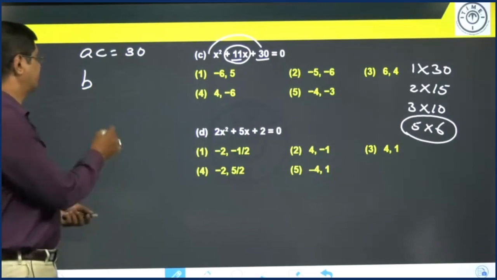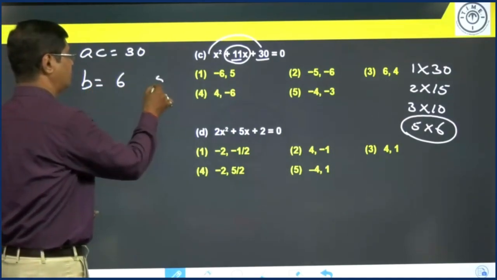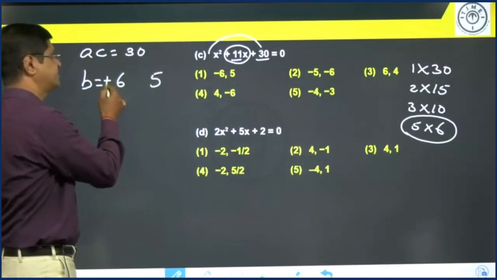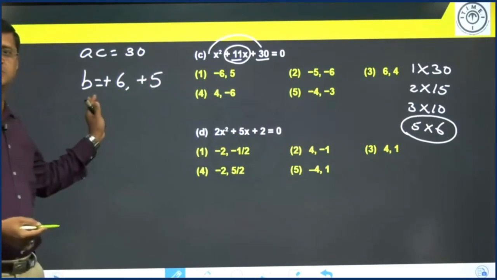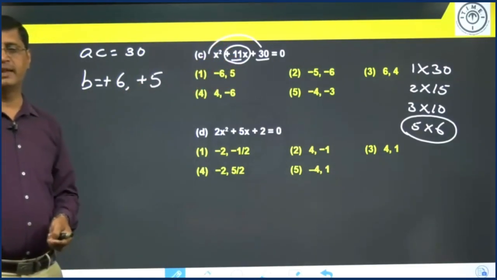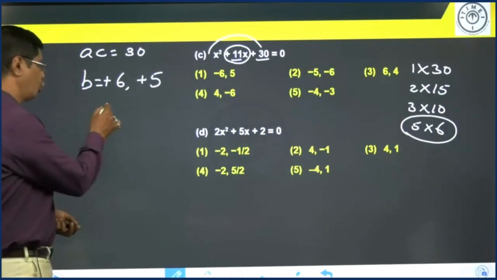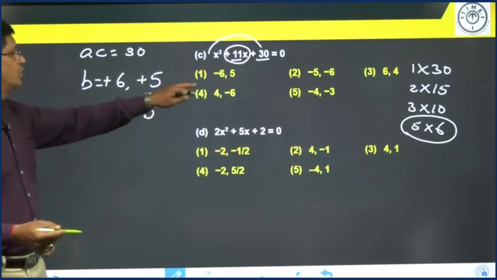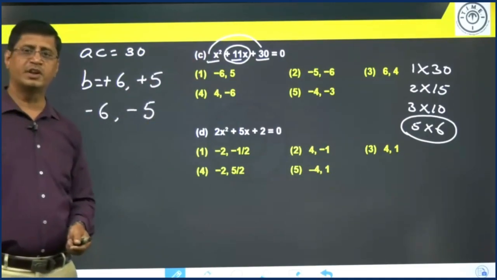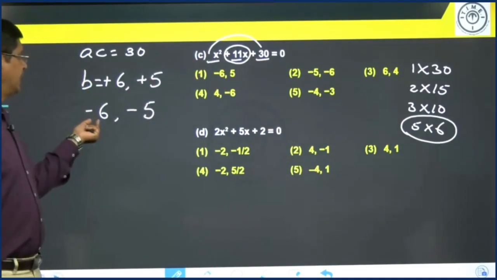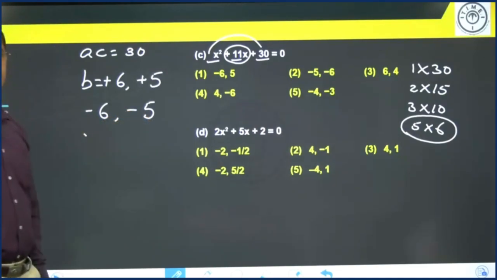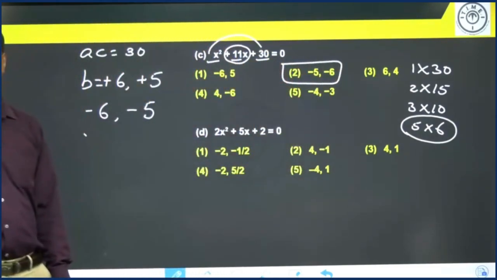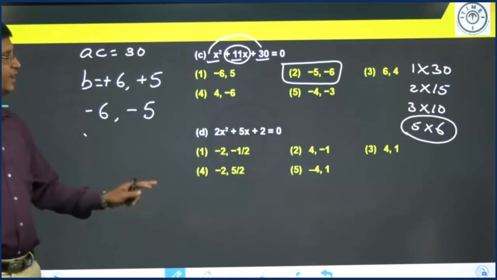So what are the factors here? 6 and 5. Plus 6 plus 5 are the factors. Just add these two, we'll get plus 11. What are the roots? Roots means take the same numbers with opposite sign and divide by the coefficient of x square. What is the coefficient of x square? 1. So the roots are minus 6 and minus 5. The right option is 2. So the answer for this question is 2. The second choice is the right answer.